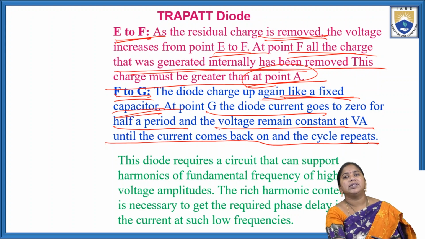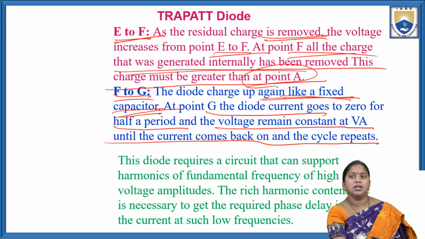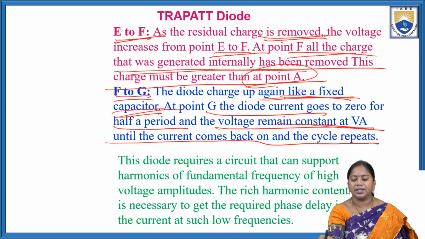So F to G, the diode charges up like a fixed capacitor. At point G, the diode current goes to zero for half of a period and the voltage remains constant at VA until the current comes back and the cycle repeats.